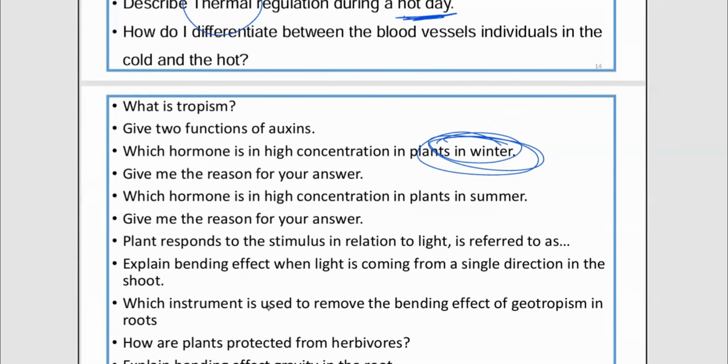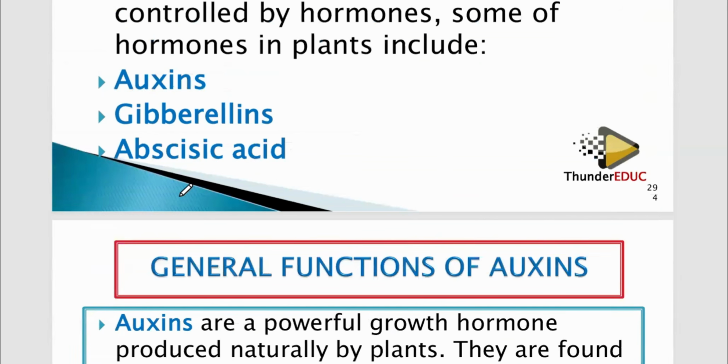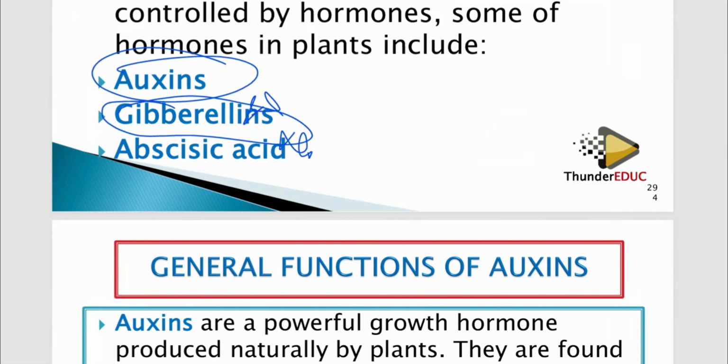Well, if you look at gibberellin, it is summer. Why summer? Because of the functions it has. You see that gibberellins are very common in summer, for germination of the seeds, and flowering. So that happens in summer. So basically this is summer, this is winter, and then this is specifically for growth of roots and stems.